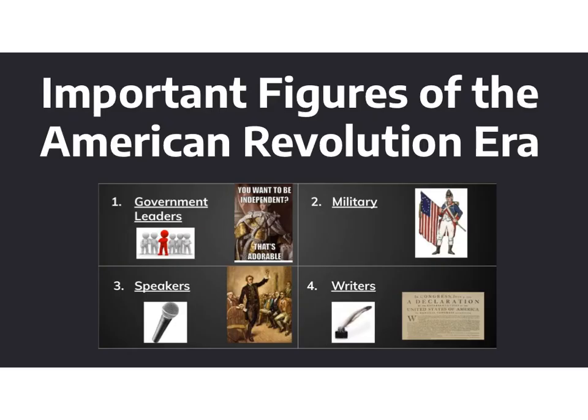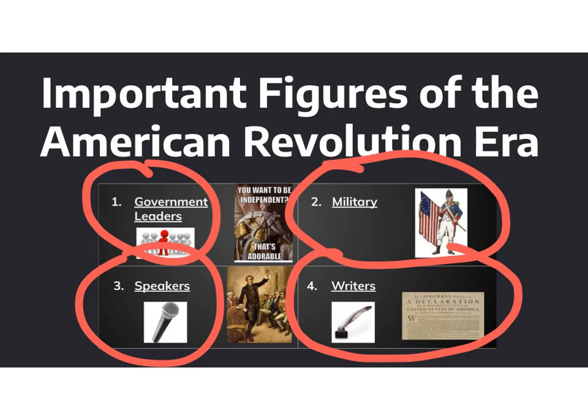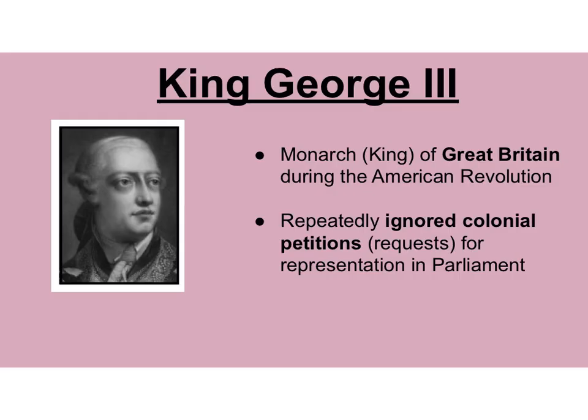Now we're going to begin talking about some of the important figures that led to the American Revolution, and we put them into four categories. So we have government leaders, we have speakers, we have military leaders, which we won't see a lot of those yet because we're not into the major battles, and then we have writers that influence the thinking of the people in the colonies.